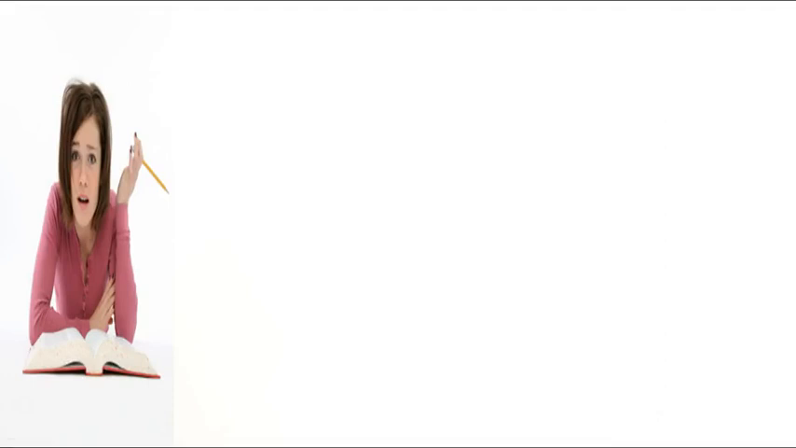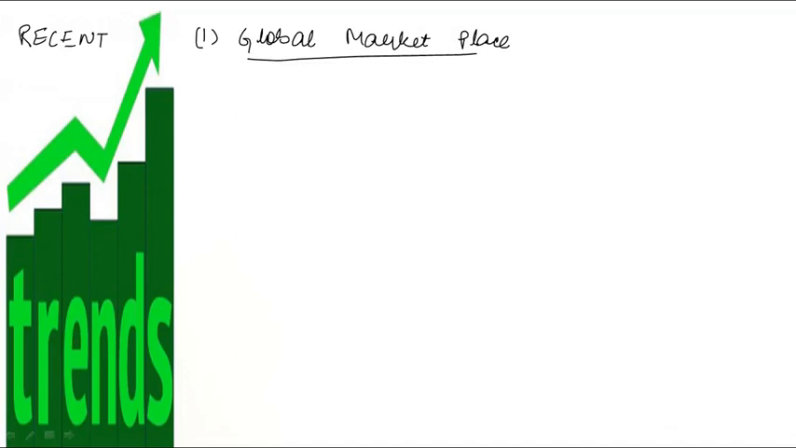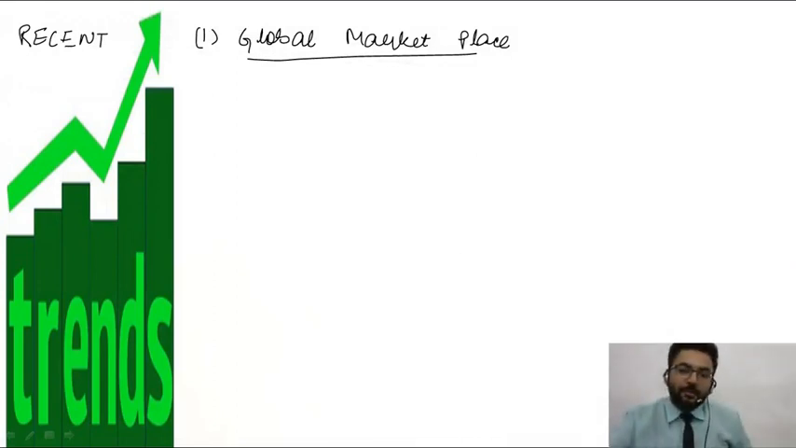Now, there are some kinds of trends. What are the recent trends in production or operations management? Beta, this is basically your last topic. The very first point is global marketplace. So what is global marketplace? Because in the present scenario, every company, if we talk about any of the companies, wants to be international. Every company wants to be globalized.